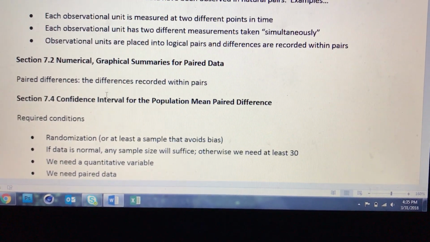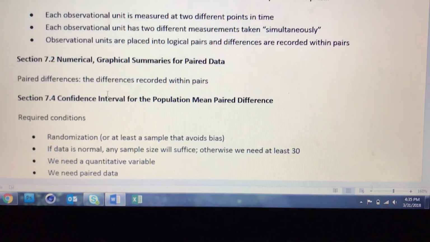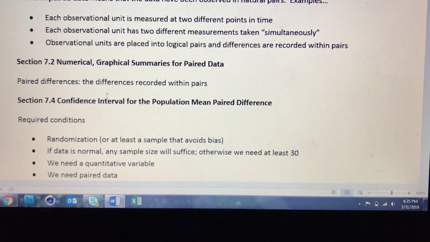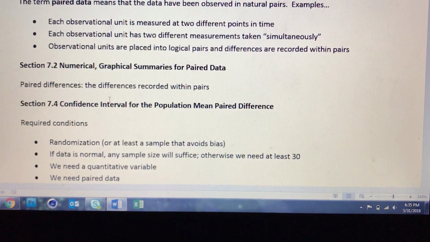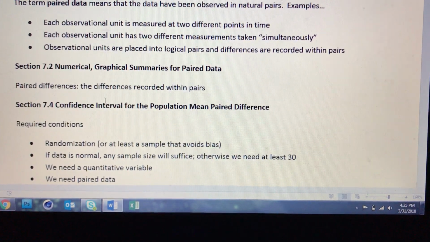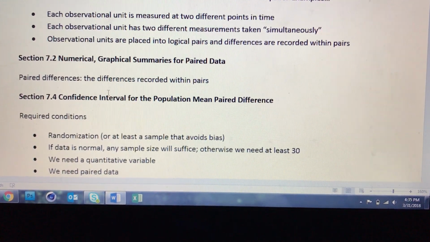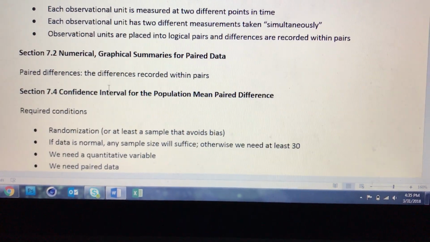Now this will be the worst definition that I give you all semester long, but paired differences are the differences recorded within the pairs. This is the difference between the two weights. It's the difference between your height and your wingspan. It's the difference between pig 1 and pig 2.